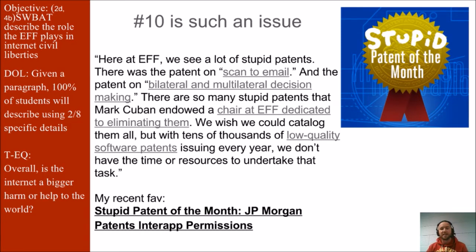Here at EFF, we see a lot of stupid patents. There was the patent on scan to email and the patent on bilateral and multilateral decision making.